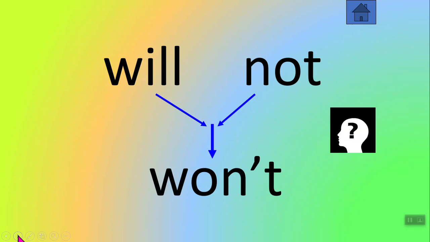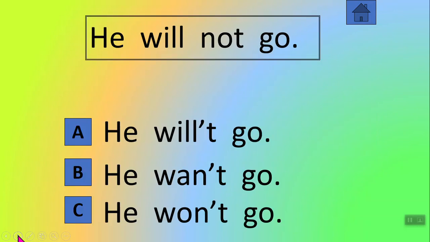Now will not will become won't. Okay, so what do we do? Instead of will, we take out the I and the double L and we put the O. We put the O and then after the N we have an apostrophe, so it becomes won't. Will not becomes won't. So don't get confused. It's not willn't, but it's won't. He will not go. So C is correct. He won't go. A and B are wrong.